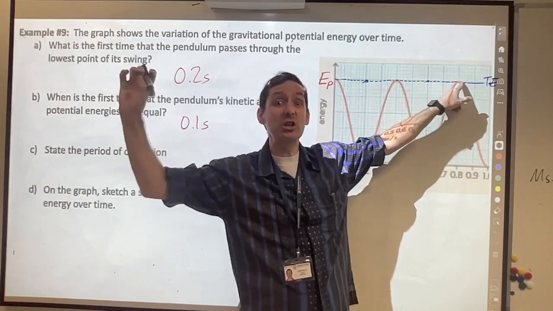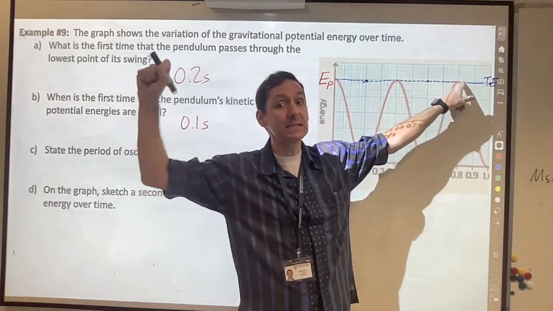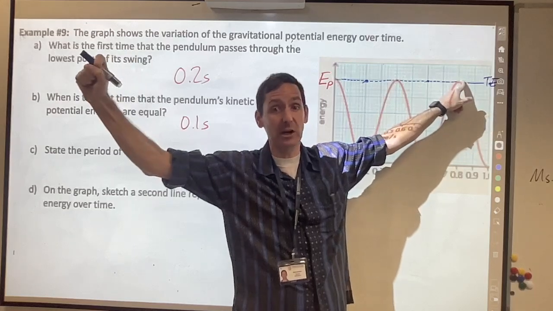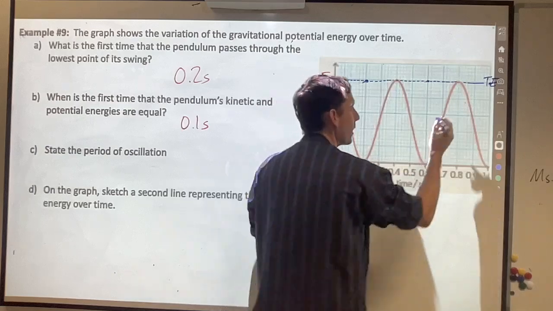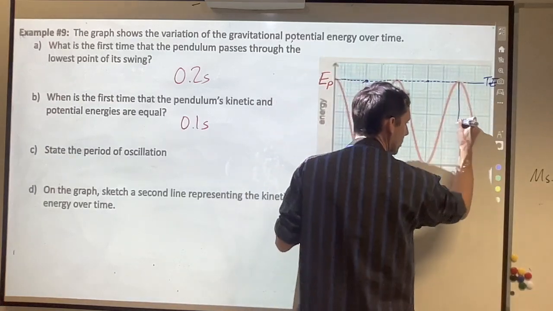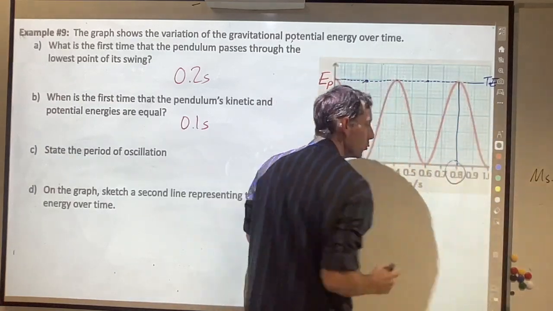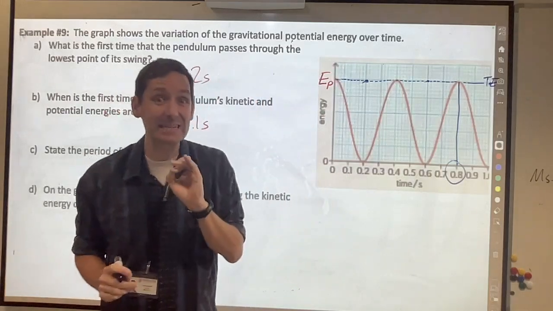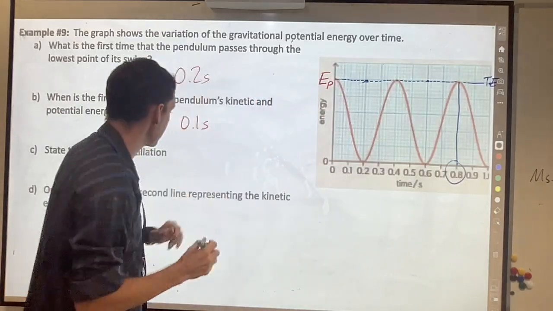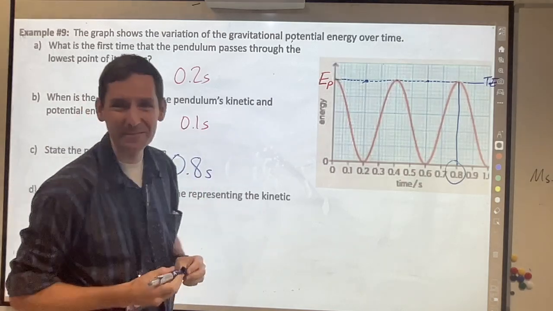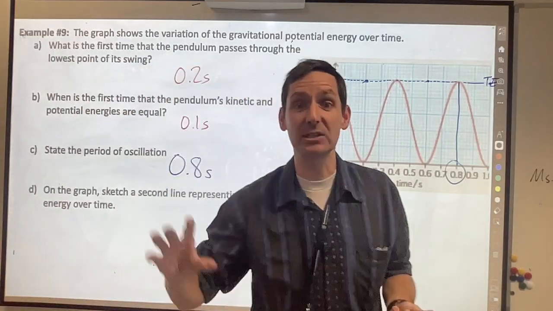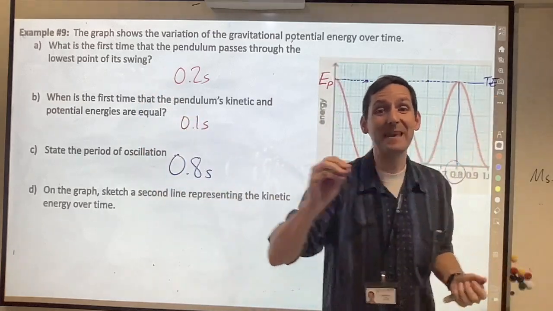Okay, with energy, you have to be really careful because the potential energy is at a max over here and also over there, but that's not a complete cycle. So therefore, it has completed a full cycle at this point, which is 0.8 seconds. So the period is 0.8. All right, that's how long it takes to go from one side over and then back to the other side again.